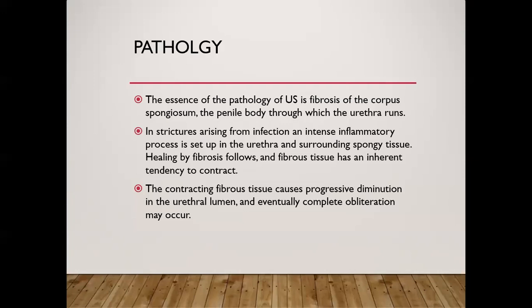And of course, the fibrotic tissue has an inherent tendency to contract, and therefore this contraction leads to the reduction in the urethral lumen. And of course, eventually, there may be complete obliteration of the urethra. That means the patient doesn't have any urine at all leaking through the stricture. And these are patients who will finally get complications if they don't get the medical attention they need.